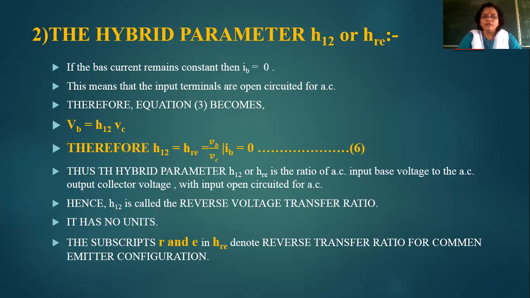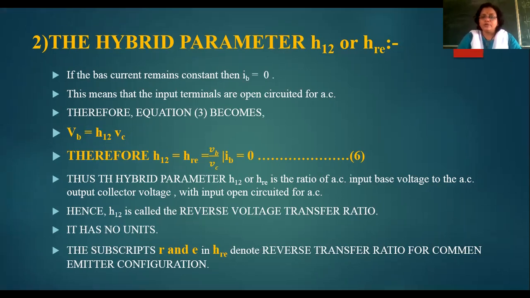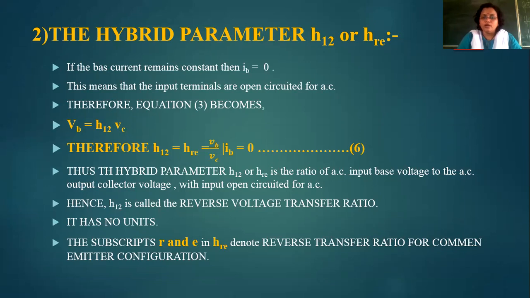Thus, the hybrid parameter H12 or HRE is the ratio of AC input base voltage to the AC output collector voltage with the input open circuited for AC. Hence, H12 is the reverse voltage transfer ratio. It has no unit because it is the ratio of two similar quantities. The subscripts R and E in HRE denote reverse transfer ratio for common emitter configuration.